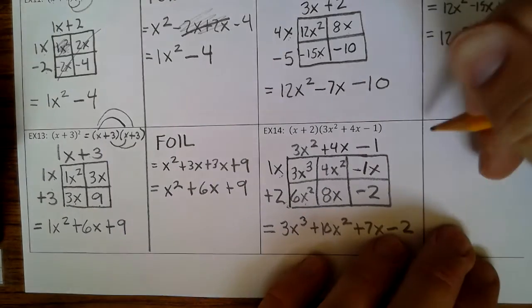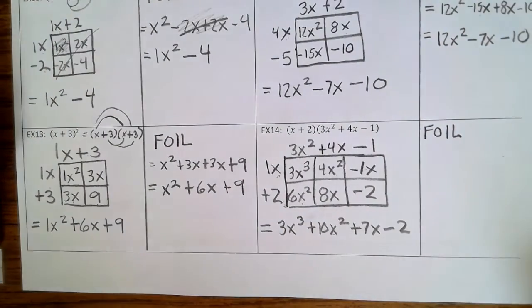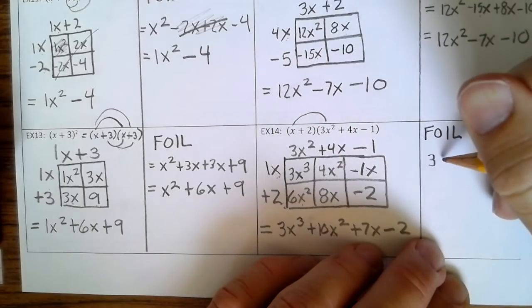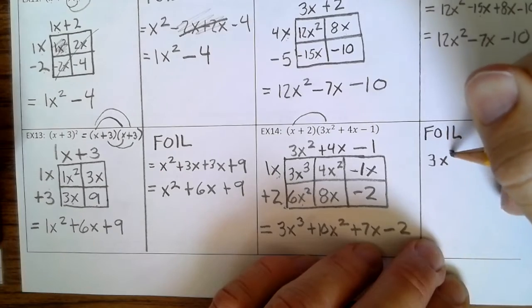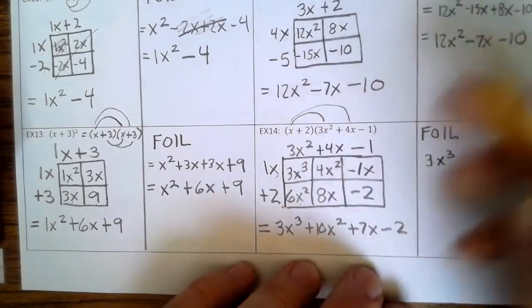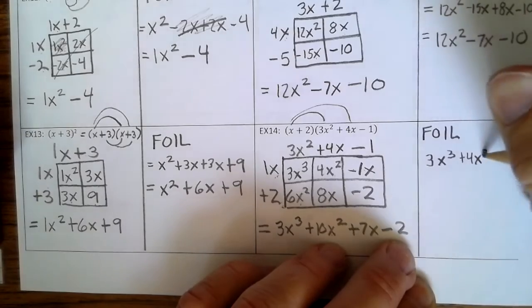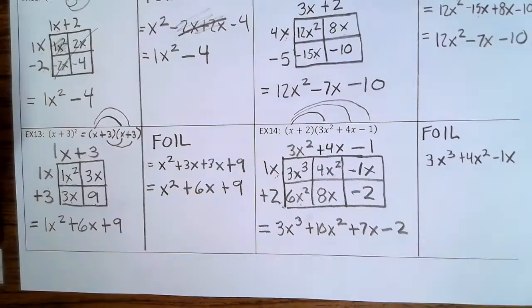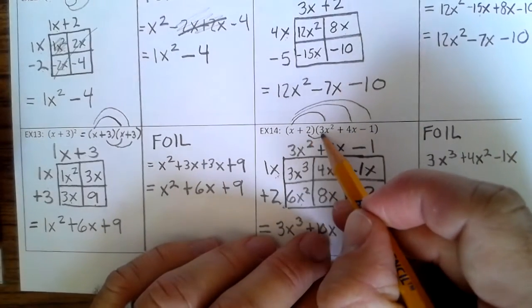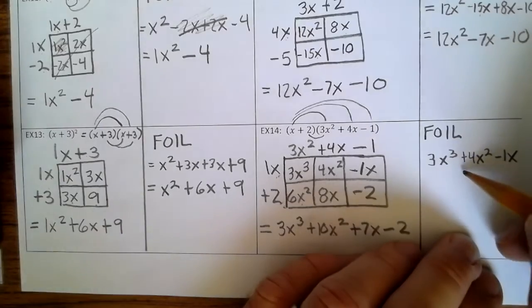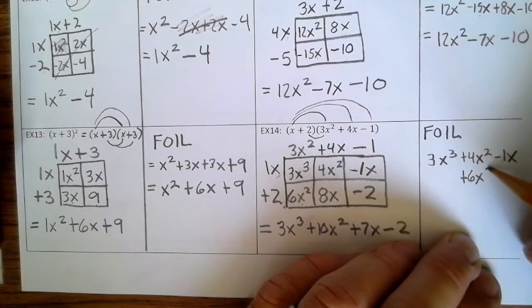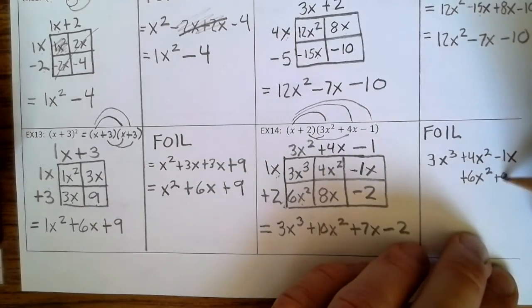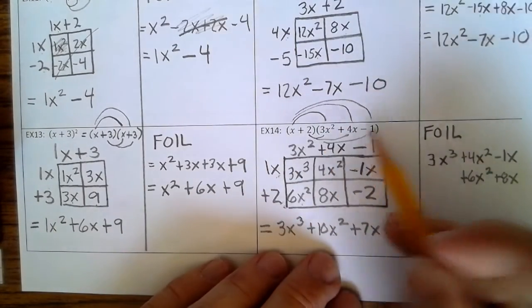Okay, so now let's FOIL. Okay, so x times 3x is 3x cubed. x times 4 is plus 4x squared. x times negative 1 is negative 1x. 2 times 3x squared is 6x squared. Notice I'm lining them up vertically. It's going to make combining like terms a little easier. 2 times positive 4 is plus 8x. And then 2 times negative 1 is negative 2.